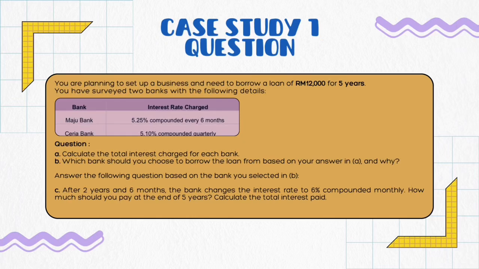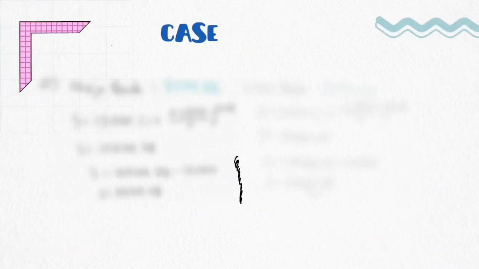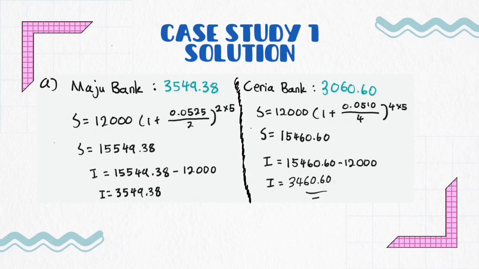It is given three types of questions. In A, we need to find the future value first by using the formula S equals P(1 + i)^n. Then we will use I equals S minus P to get the total interest charge for each bank. So the answer for Maju Bank is 3,549 ringgit 38 cent, while Chira Bank is 30,060 ringgit 60 cent.